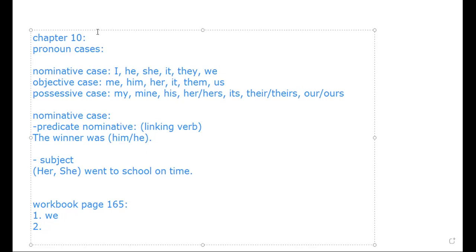Number five, Adam. On our team, the high scorers were he, him, and I. What would you say? He. Good job. Again, the word he in this sentence, Adam, do you think it's a subject or a predicate nominative? Predicate nominative. Good. It's a predicate nominative because it comes after the linking verb were. Good job, Adam.